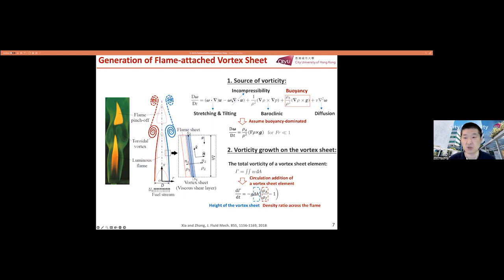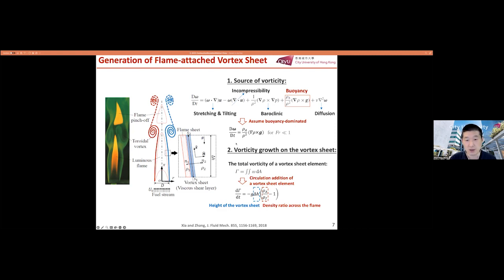Since there's only one flame here, we don't need to worry about diffusion. And then this baroclinic term is essentially just a convection term. So we assume this flow is buoyancy dominated, so we only need to keep this one term. Basically you can think this is the assumption that we are dealing with buoyancy dominated flow. Then the rest of the derivation is quite simple.